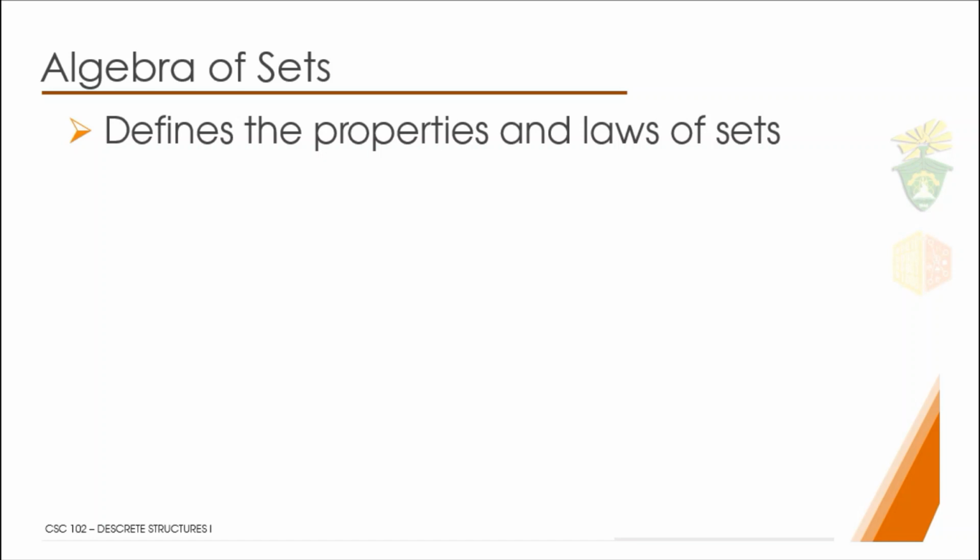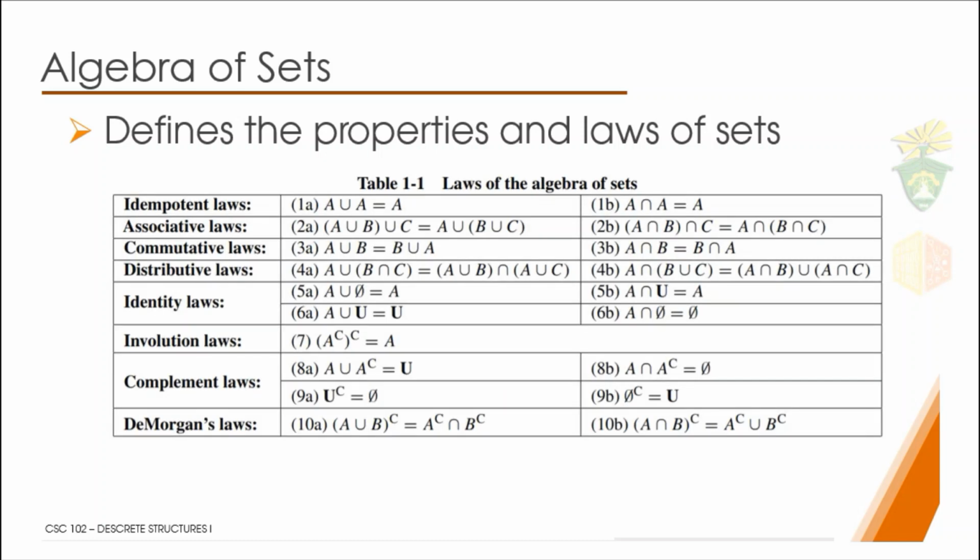Basically, the algebra of sets has laws that should be followed, similar to mathematical laws. These are the laws that you should always keep in mind in algebra of sets. So we have the idempotent law, associative law, commutative law, distributive law, identity laws, involution laws, complement laws, and De Morgan's laws.